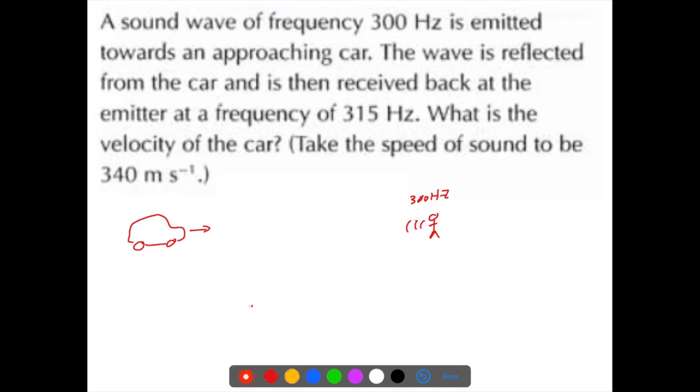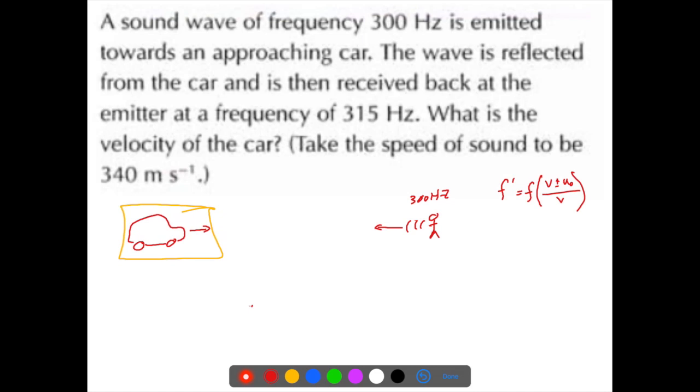The first piece is the car, which is receiving the sound, and then it will send it back to the observer, back to the original person. So in the first scenario, we have a moving observer. The car is moving, the car is observing this sound which is coming towards them. So we're going to use the equation for the observer: F prime equals F times (V plus or minus UO) all over the velocity of the sound.